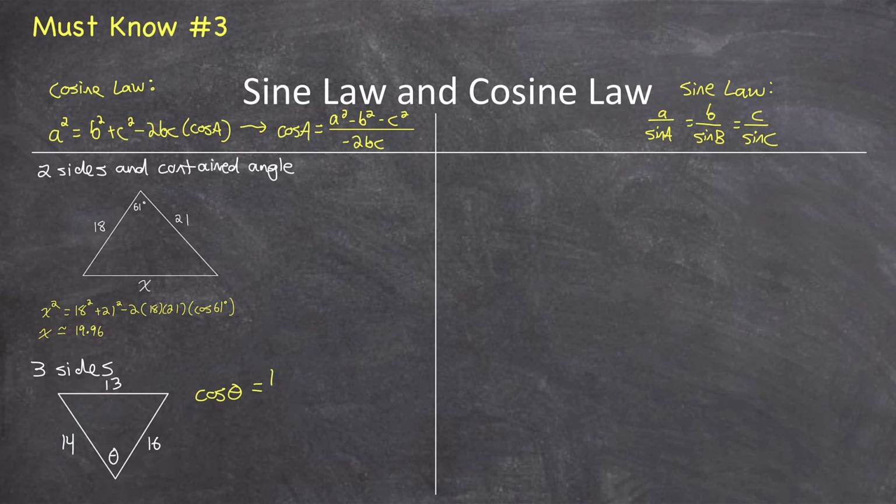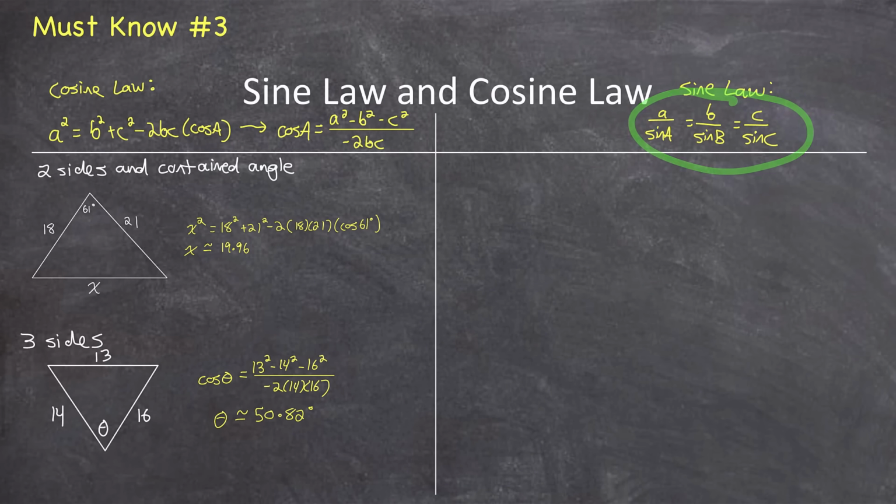So I must start with 13 squared. And then subtract the squares of the other two sides. And then divide by -2 times the second two sides, 14 and 16. This will give us what cosine theta is equal to. And when we know the ratio and want the angle, we would do inverse cosine of that ratio and it'll give us the angle. And we would get an angle of about 50.82 degrees.